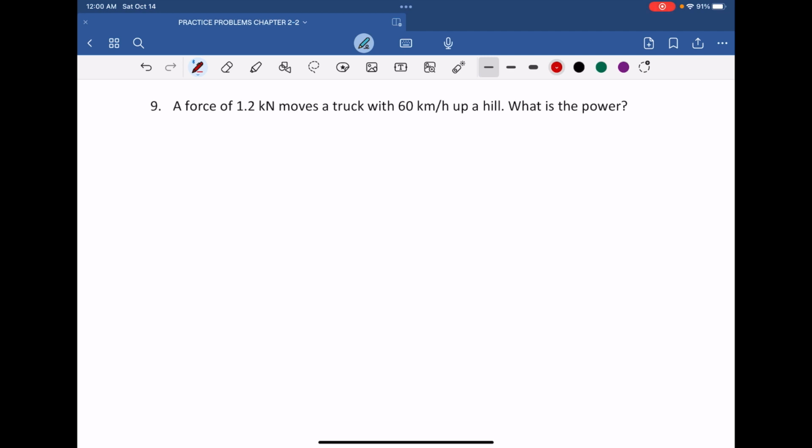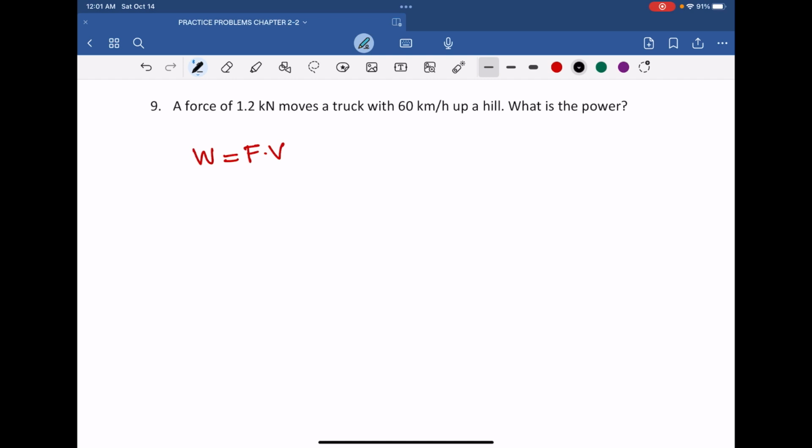A force of 1.2 kilonewton moves a truck at 60 kilometers per hour up a hill. What is the power? Here we have two givens, a force and velocity. From those givens, what is expected is to figure out the equation for the power. In fact, the equation for the power is force times velocity. We can prove this by looking at the units.